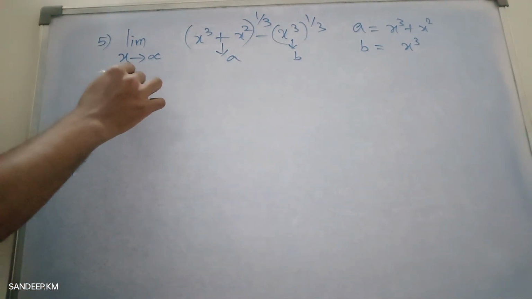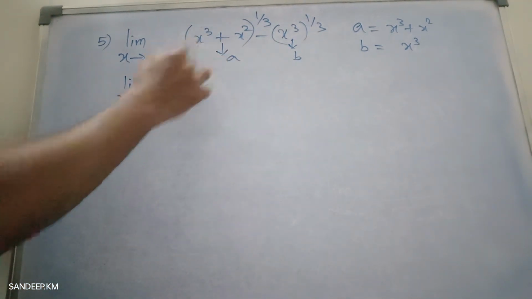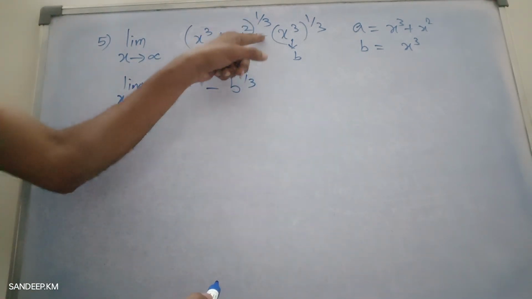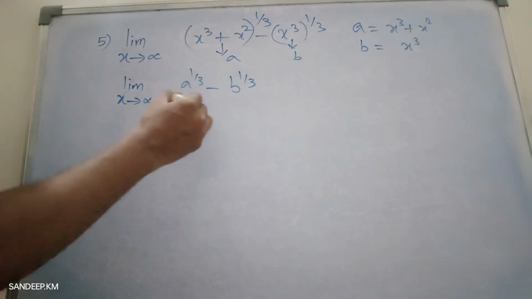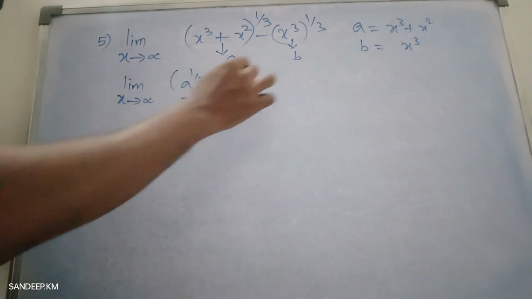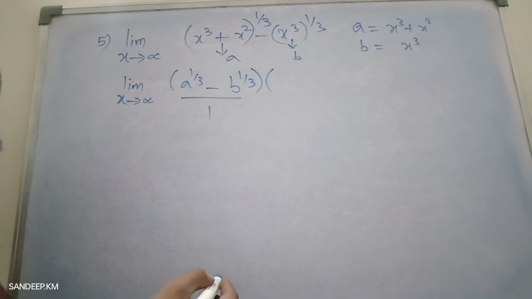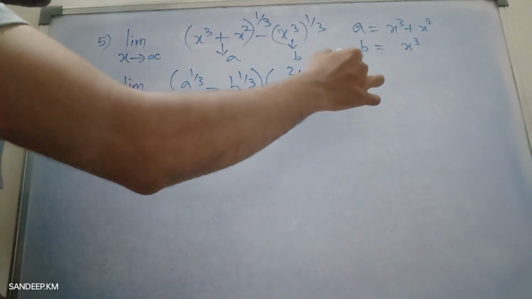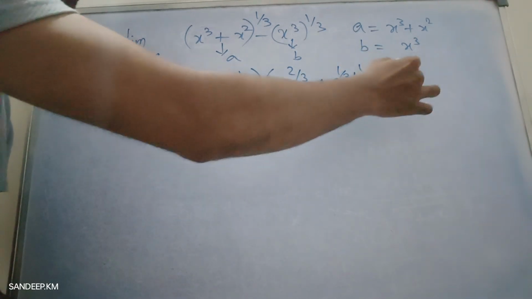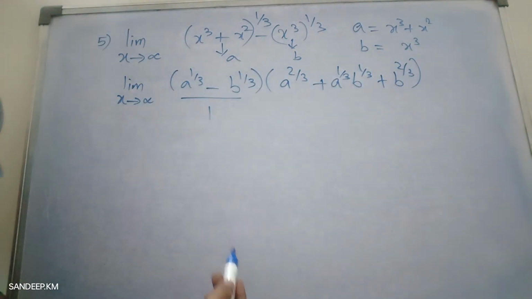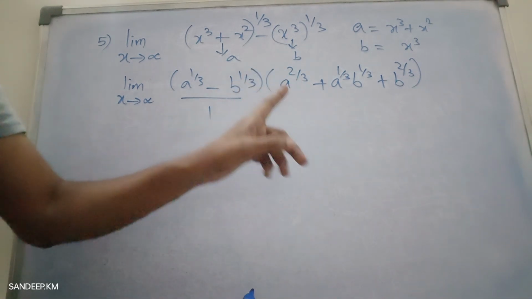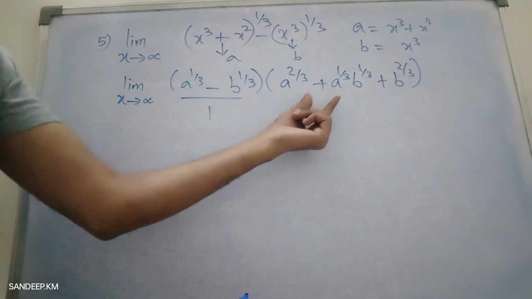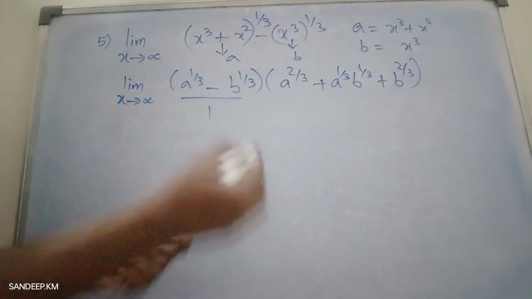So the question is: limit x approaches infinity, a power 1 by 3 minus b power 1 by 3. Correct or not? A power 1 by 3 minus b power 1 by 3. So I will rationalize the numerator. We rationalize the numerator by multiplying with its conjugate. What is its conjugate? A power 2 by 3 plus a power 1 by 3 into b power 1 by 3 plus b power 2 by 3. Just now I told you, not conjugate, rationalizing factor. By multiplying with this rationalizing factor, if you multiply in the numerator, multiply also in the denominator.